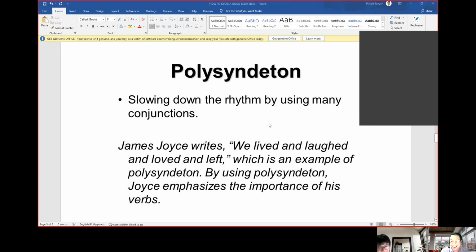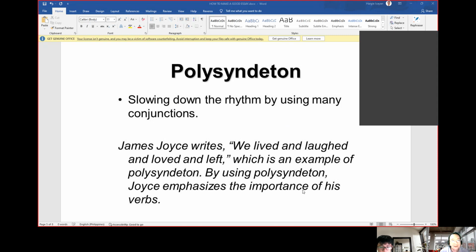Okay, all this, is it familiar to you? So there is polysyndeton. What is polysyndeton? Can you tell me what it is all about? It slows down the rhythm by using many conjunctions. Yeah, so we use many conjunctions in it. So it slows down the rhythm. That means you can slow down the rhythm by using polysyndeton. When someone reads your essay, they are going to feel slowed down also because you use polysyndeton. Just like, for example, can you read this one for me, Khoi?